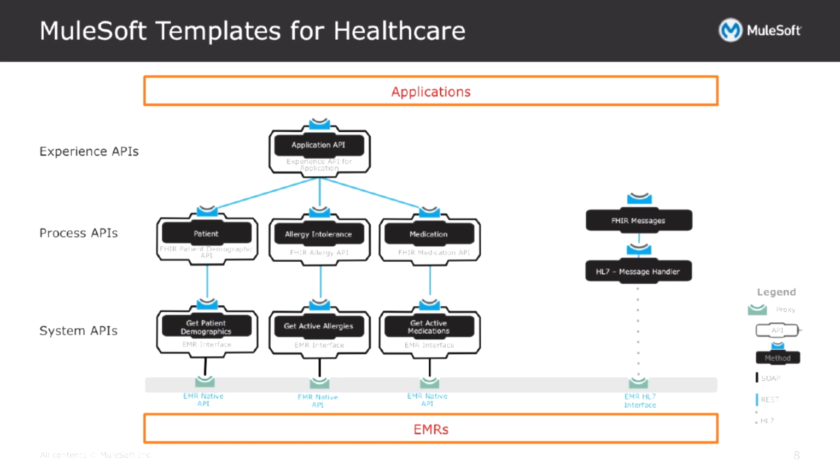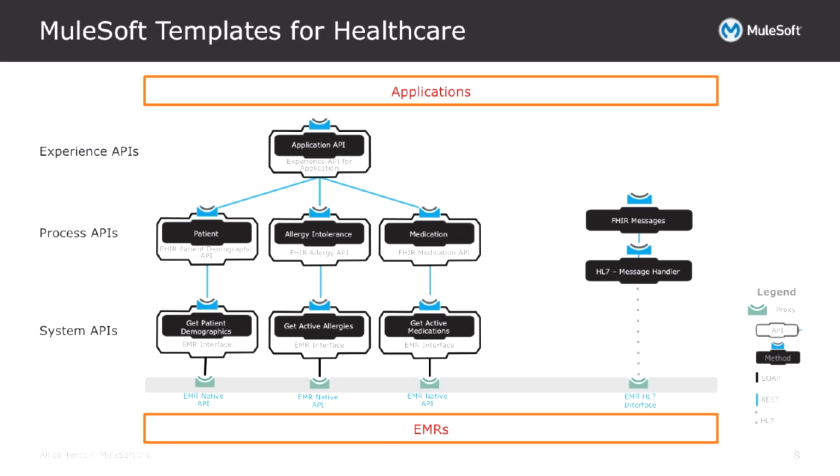The templates themselves rely on some of the native APIs that the EMR might expose and transform them to FHIR standards and, of course, JSON format. The FHIR APIs are implemented in tiers so that they can be easily composed based on the need of the business process or the data that the application needs.